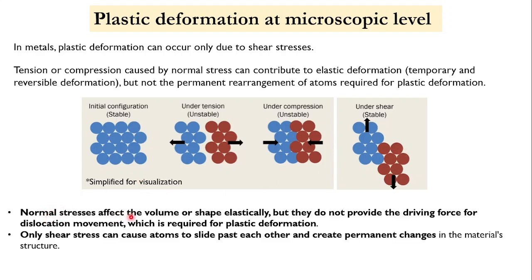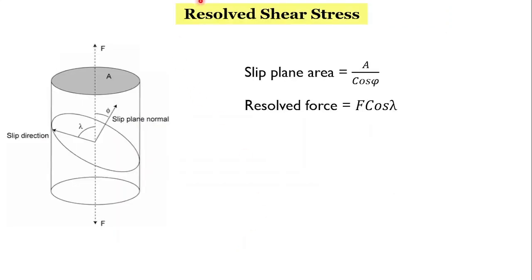So normal stresses can affect the volume or shape elastically, but do not provide the driving force for dislocation movement, which is required for plastic deformation. And only shear stress can cause atoms to slide past each other and create permanent changes. But then how does the material undergo plastic deformation during a tensile test? How does that happen? There comes the concept of resolved shear stress.